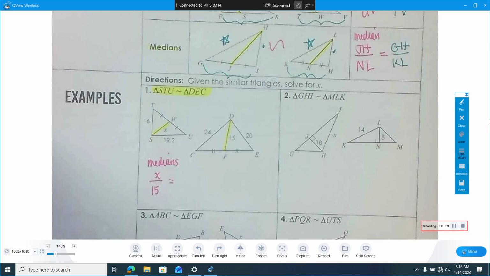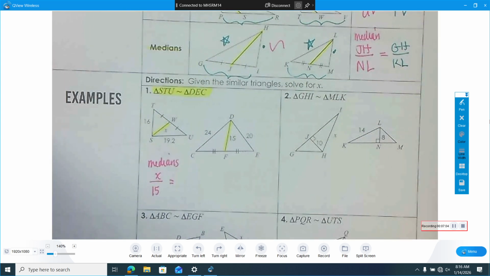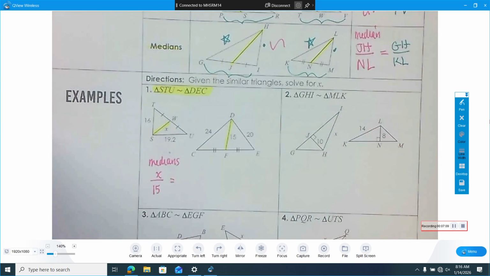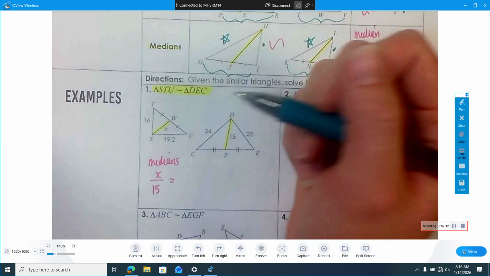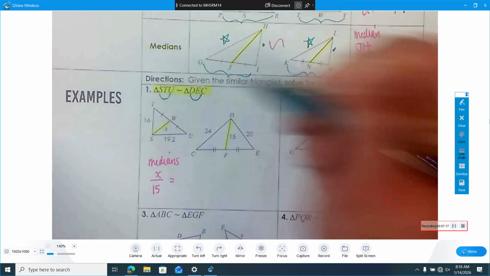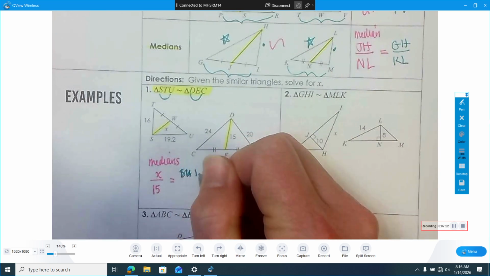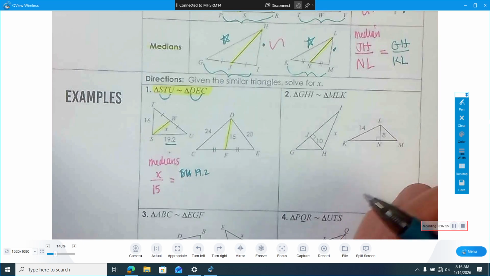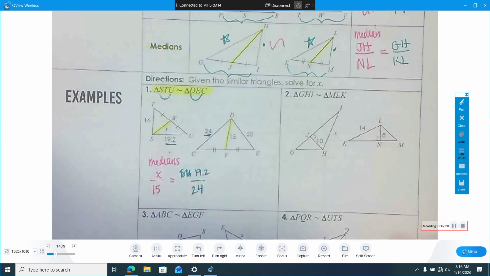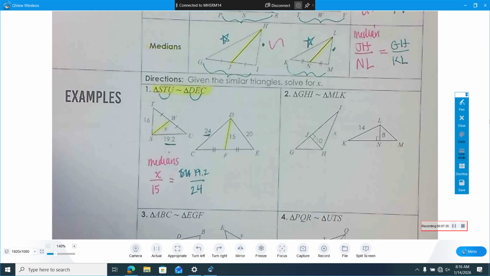And then I need to find any pair of corresponding sides. And since these triangles are rotated all crazy like, I'm going to use the statement. So give me a pair of corresponding sides from our little similarity statement. SU and DC, sure. SU, oh, what is SU? SU is 19.2. So SU and DC are similar, 19.2 over 24. And again, that just came from the similarity statement.